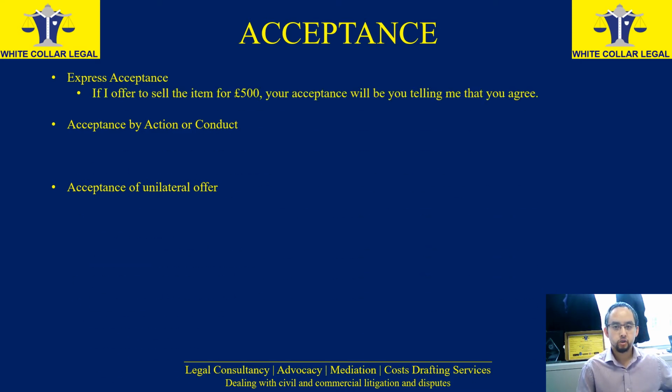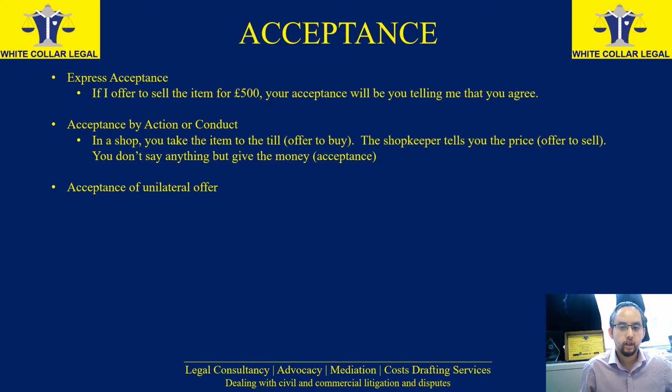Express acceptance looks like this. I offer to sell you the item for £500. You tell me you agree. Simple as. It's express. It's something that you're telling me that you're going to do. Action by conduct. In a shop, you take the item to the till. That's your offer to buy. The shopkeeper tells you the price, and that's his offer to sell. You don't say anything but give the money. That's an acceptance.